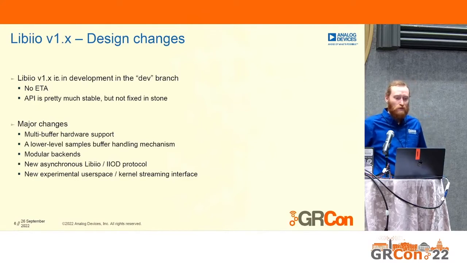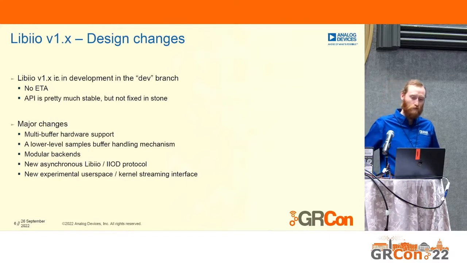Libiio version 1 is developed in the dev branch in the repository. There is no estimated time for the release. It's ready when it's ready. The API right now is pretty much stable, has been pretty stable for months. But it's not fixed in stone, so if we need to change something, we won't hesitate to remove functions or something like that. The major changes include support for multi-buffer hardware.